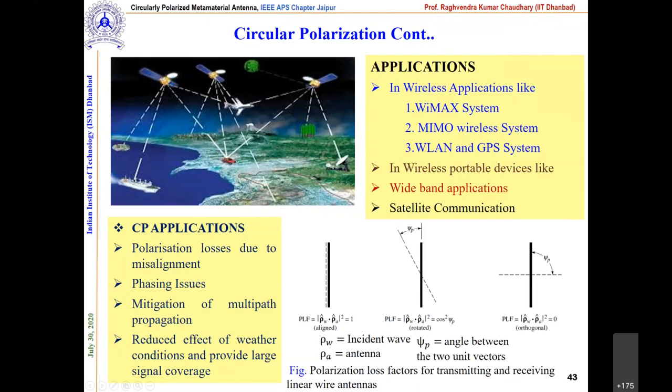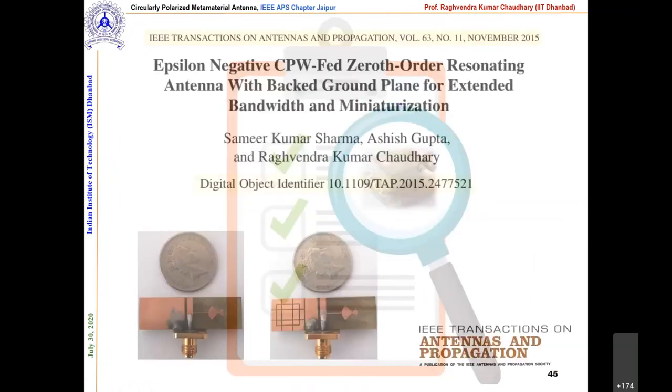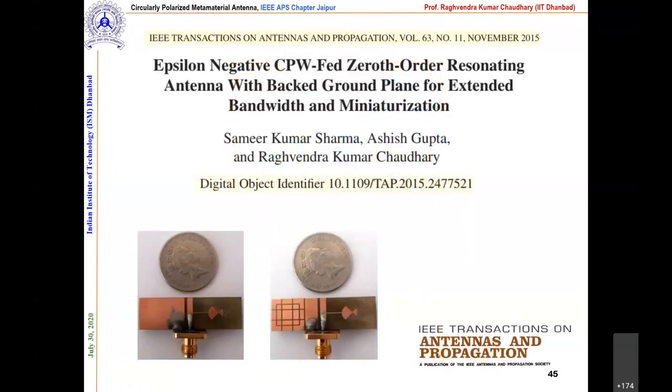But if you improve with the CP property, the chances, the diversity and the polarization losses will improve. Now some of our findings I would like to discuss with you. This is one work done by one of my MTech students, Samir Kumar Sharma. He published in IEEE Transactions. So this is our work. You can say this is the first work based on the ENG transmission line.